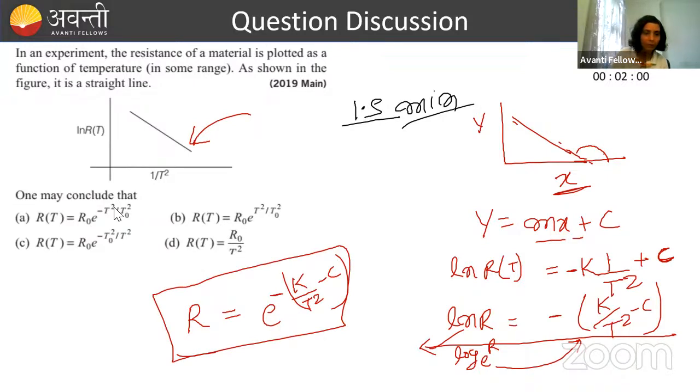So which one will fit into this? Just try to see from the options which one will fit into this. So R equals R naught e to the power minus T square by T naught square. T square won't go in the numerator here. This will remain in the denominator. So यहाँ पे देख लो, T square denominator में यहाँ दिख रहा है. So the correct answer will be C. C will be your correct answer.